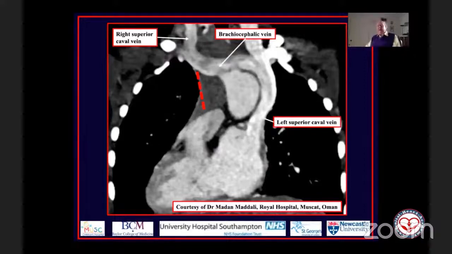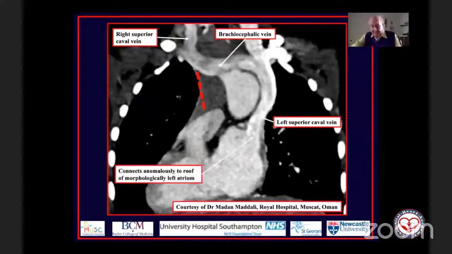It's coming down to the heart in the left superior caval vein, but this time, the left superior caval vein does not drain through the coronary sinus into the morphologically right atrium. In this instance, the left superior caval vein is connecting anomalously to the roof of the morphologically left atrium. So now we not only have anomalous connection, we also have anomalous drainage.